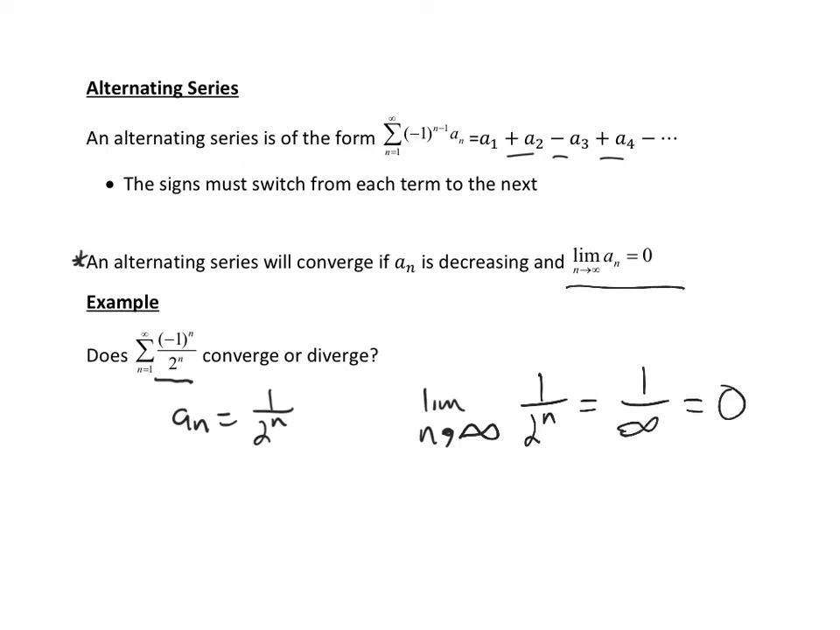And so by this rule, the alternating series will converge. So it's really simple. If you have an alternating series, take out the alternating part, look at what's left, do the limit as n approaches infinity of what's left, and if you get 0, the series will converge.